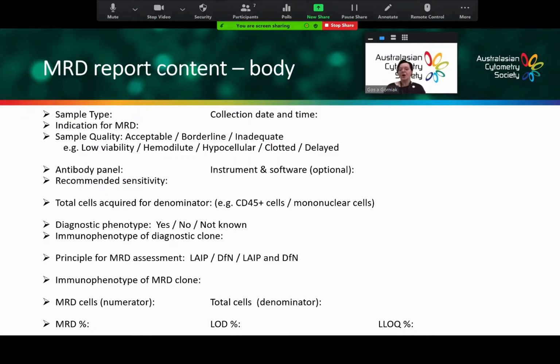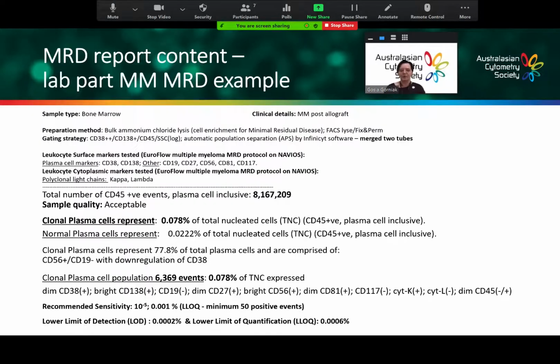And the other thing which should be included is the numerator. So the number of cells should be listed there for MRD cells. Total cells already mentioned should be included, MRD percentage, and your calculated limit of detection and limit of quantification.